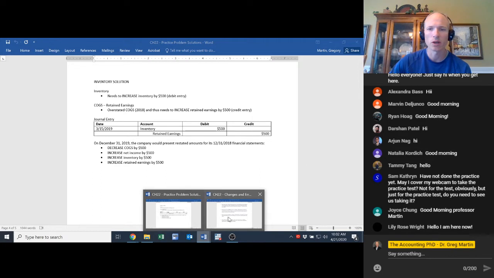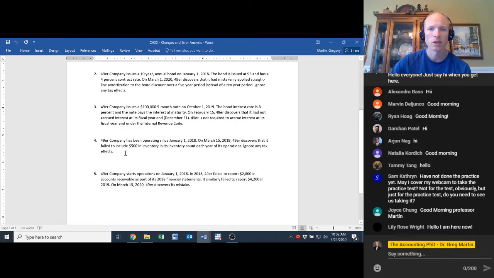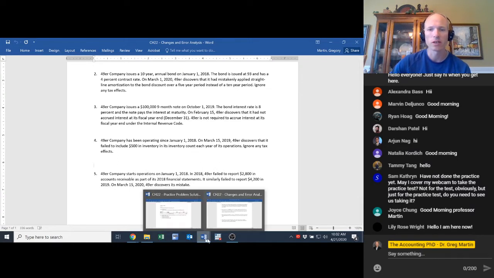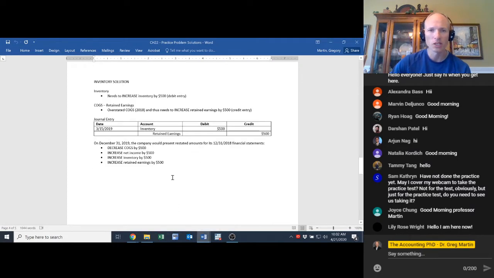So basically, going back to the problem itself, it says they've been operating since January 1st, 2018, and then in 2019 they discovered that they failed to include $500 in inventory in their inventory count each year of their operations. Now in this case, of course, there's only 1 year, so it's not a big deal. But they did discover that they missed that in their count. And so when we think about the solution, the ending inventory from 2018 needs to increase.